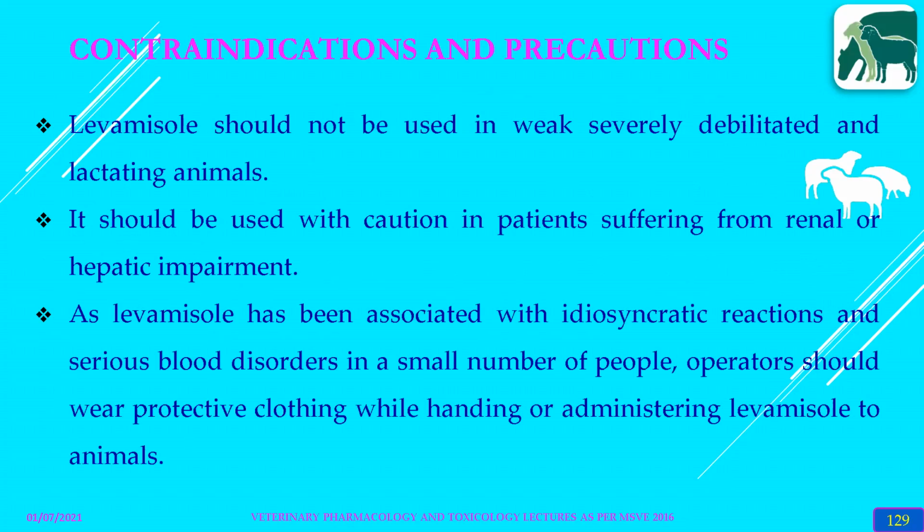Contraindications, especially the precautions: yes, it should not be used in case of horses. Then IM injection causes a lot of pain, and it is not indicated in renal and hepatic impairment. It may sometimes cause idiosyncratic reactions, especially in certain animals. Then while administering this drug, the operators should wear protective clothing, and some cautions need to be taken.